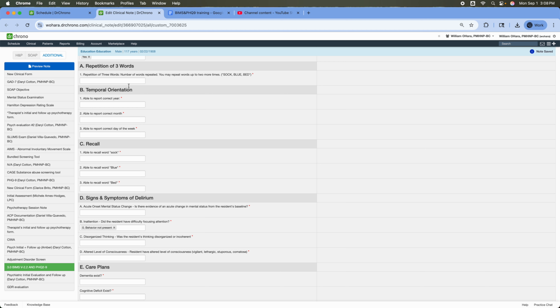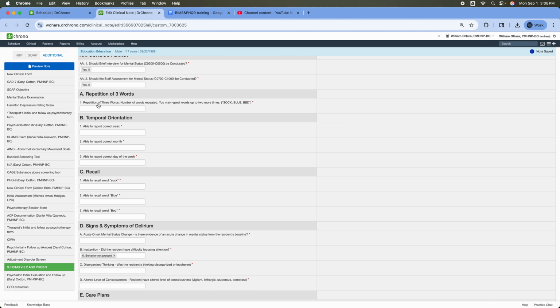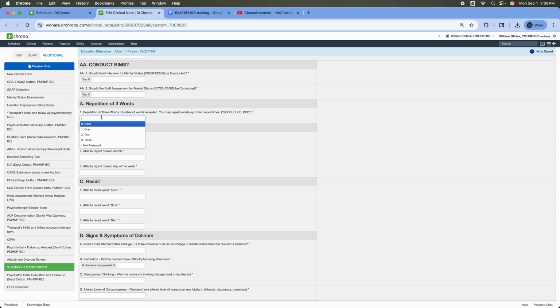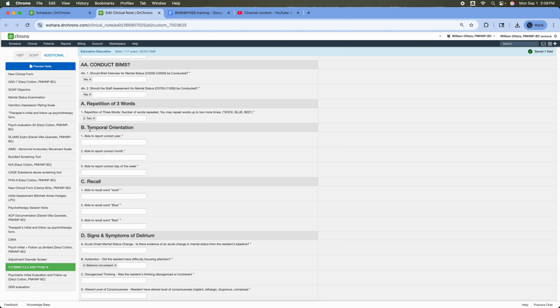So again, if you've seen or done a BIMS before, it's basically the repetition of 3 words. If they get all 3 words, bed, blue, sock, they get a 3. If they were only able to get blue and sock, there you go, it's a 2. The number here is what you use to add up the total score. A perfect BIMS is a 15.